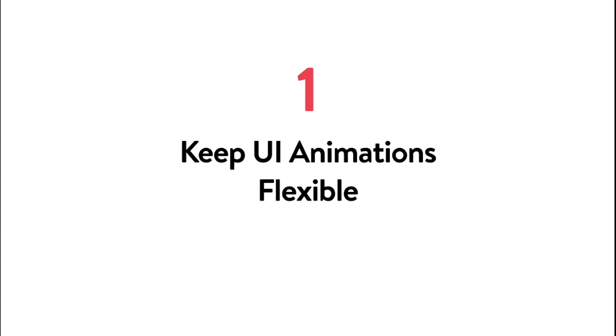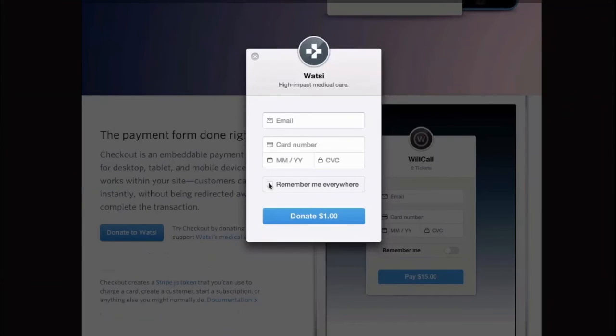One really helpful thing to do is to keep your UI animations flexible. We saw that in a number of the examples we looked at already. I've pulled out the one that is the easiest to show in isolation, which is the Remember Me Everywhere checkbox in Stripe. I took a little screenshot of it, and essentially you can uncheck and check this box as fast or as many times as you want, and no matter what, the form will respond exactly as expected.